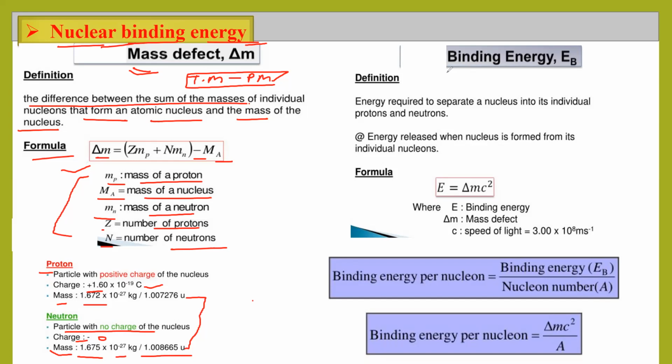So now how can we calculate the binding energy? First we have to understand what binding energy is. Binding energy is the energy required to separate a nucleus into its individual protons and neutrons. Inside the nucleus we know there are protons and neutrons. If somehow we are able to separate them, how much energy is required for that separation? That energy is the binding energy.